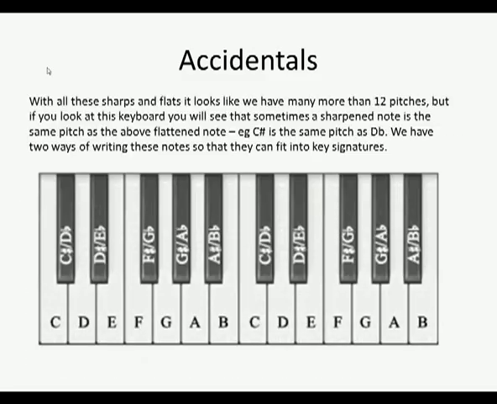With all these sharps and flats, it looks like we would have many more than 12 pitches. But if you look at this keyboard, you'll see that sometimes a sharpened note is actually the same pitch as the above flattened note. For example, a C sharp, this one here, is actually the same pitch as a D flat. So we have two ways of writing all of these notes so that they can fit into different key signatures. Here, an F sharp is the same as a G flat. A G sharp is the same as an A flat. An A sharp is the same as a B flat. So really, we have 12 pitches.